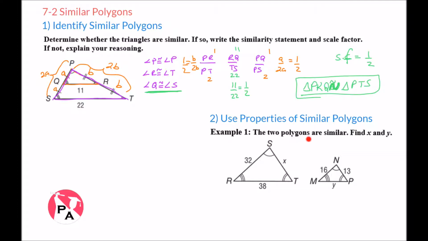It says the two polygons are similar. So we know the angles are congruent. The sides are proportional. It says find x and y. So if the sides are proportional, then we have the corresponding sides. The ratio of them is going to be the same.